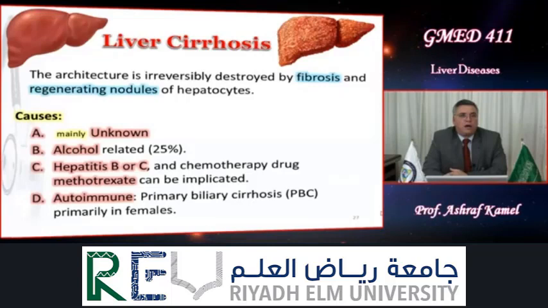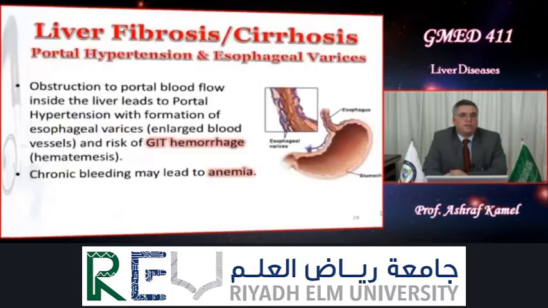In liver cirrhosis, the architecture is irreversibly destroyed by fibrosis and by the formation of regenerating nodules of hepatocytes. The cause is mainly unknown. Alcohol related in 25% of cases, hepatitis B or C, and chemotherapy drug. Methotrexate may be implicated in the liver cirrhosis affection. Autoimmune primary biliary cirrhosis primarily in females.